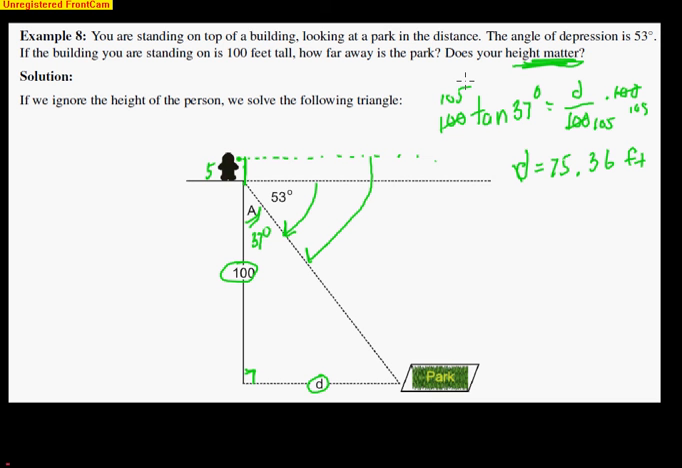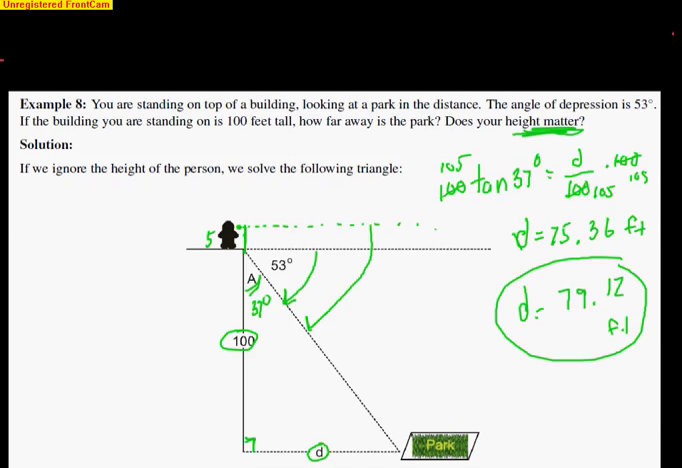Not my eyesight matters, well, I guess it matters, but the actual height of my eyes matters, or my height in the problem matters. So if I do 105 times tangent of the 37 degrees, I get a total distance that is correct because of my height coming into impact, I guess 79.12 feet. Okay, so that would be, I'm sorry, not the height, the distance away from the building to the park. All right.